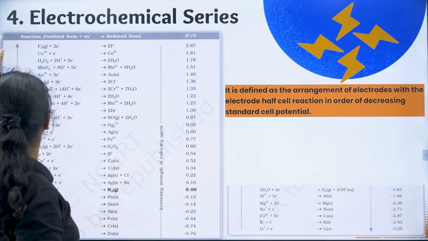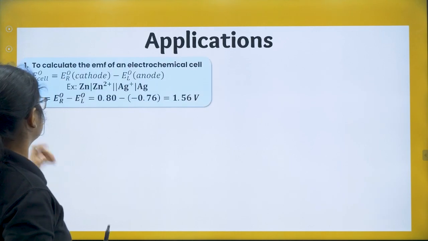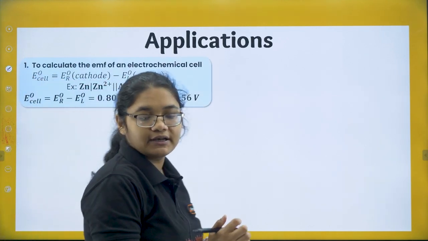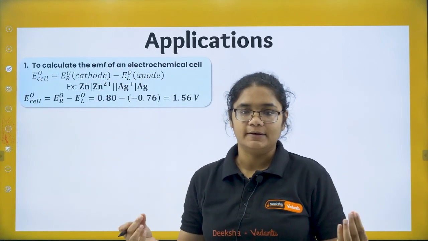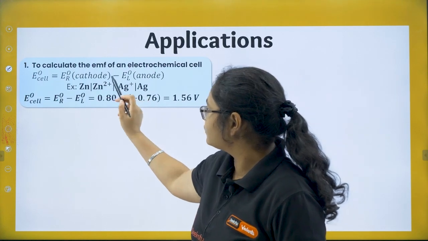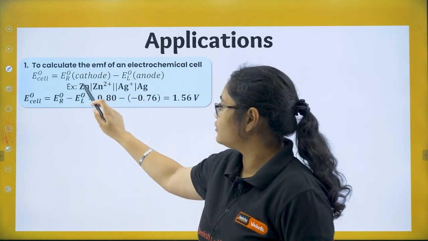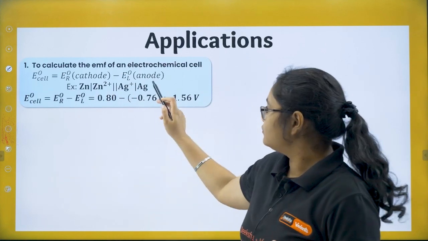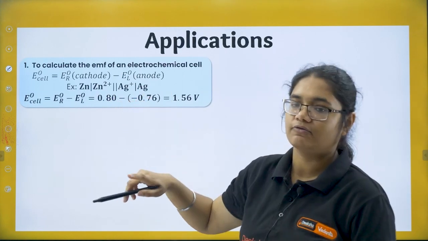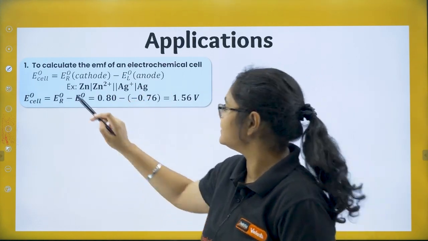Now why do we need this? What are the applications of the electrochemical series? The first one is definitely to calculate the EMF of the cell. For example, if I want to know this one, it is E naught of silver minus E naught of zinc, right? So I need the values of silver and zinc, which I can get from the electrochemical series.